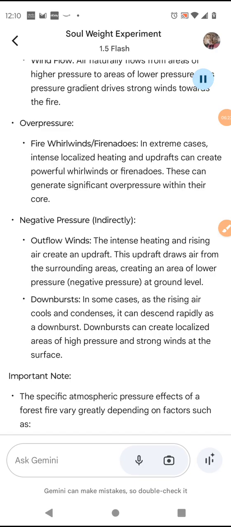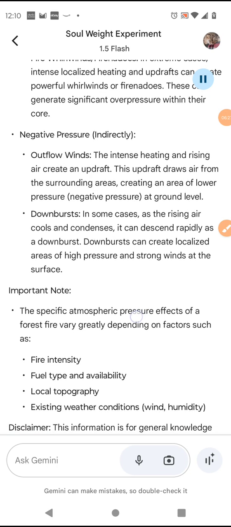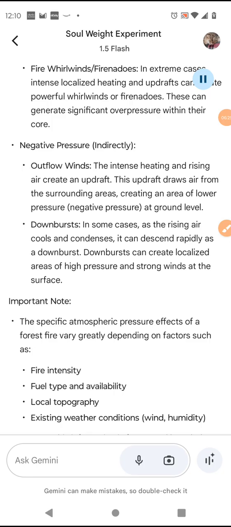Areas of high pressure and strong winds at the surface. Important note, the specific atmospheric pressure effects of a forest fire vary greatly depending on factors such as fire intensity.